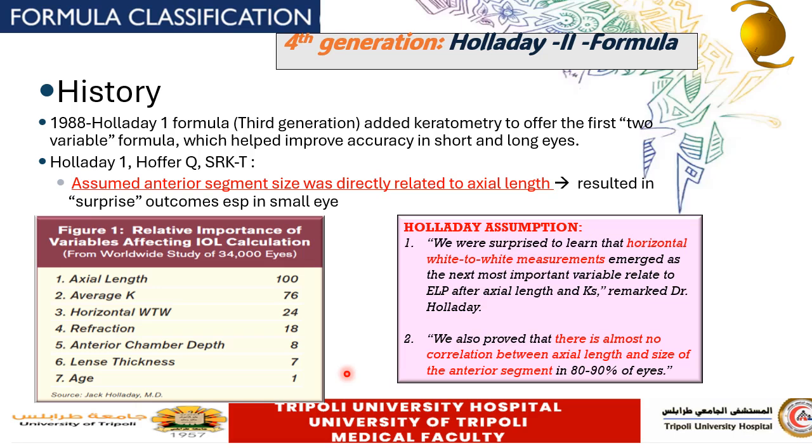So what are the 7 parameters used in Holladay 2? The most common is the axial length, the keratometry, the horizontal white-to-white diameter, the preoperative refraction, the anterior chamber depth, and the lens thickness, and they also incorporate the age. This is the main difference between the Holladay 1 and the Holladay 2: Holladay 1 depended on 2 variables, the axial length and the keratometry. However, the Holladay 2 incorporates another 5 extra variables that can be measured by ultrasound biometry, or by topography and auto refraction.